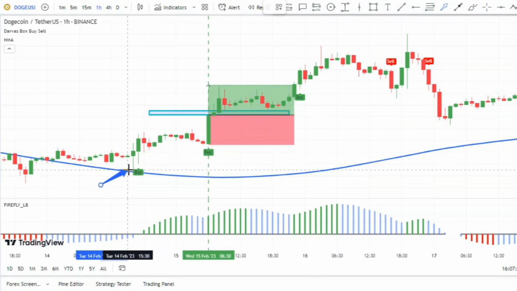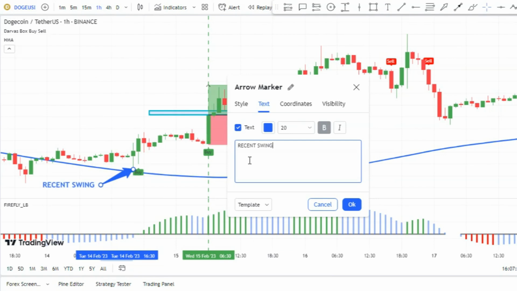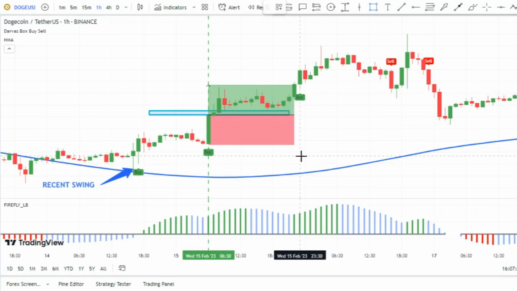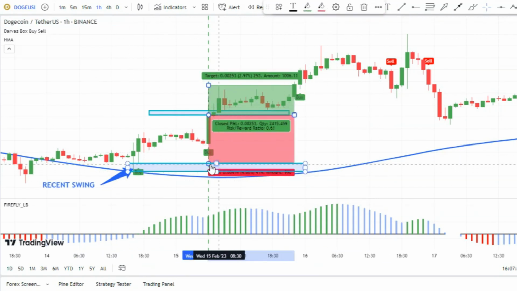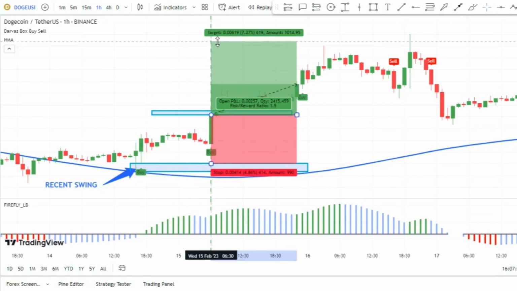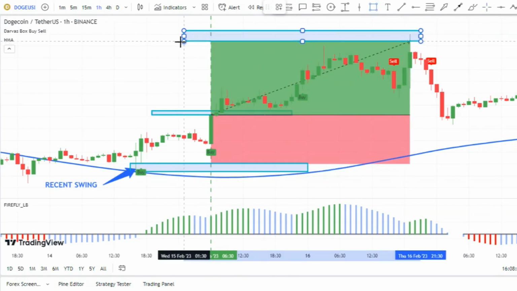Then place the stop loss below the last swing of the market and set the risk-reward ratio as 1 to 1.5.